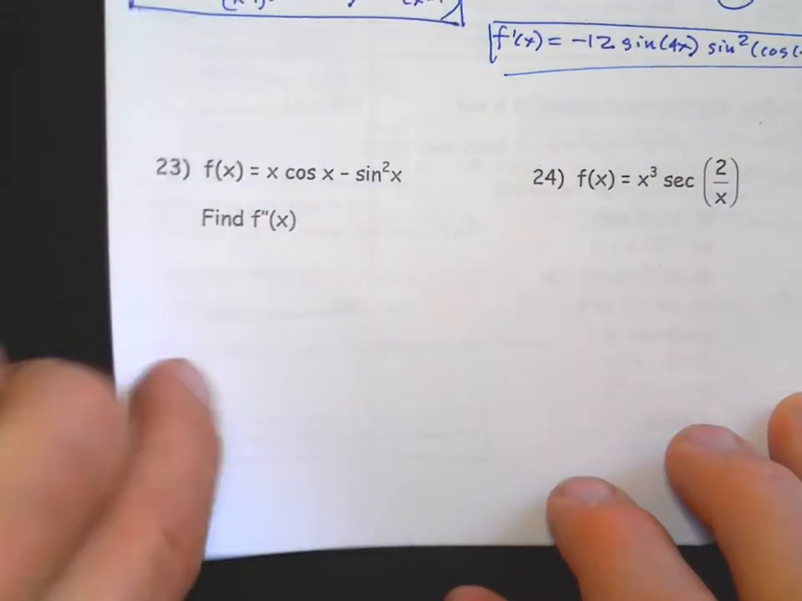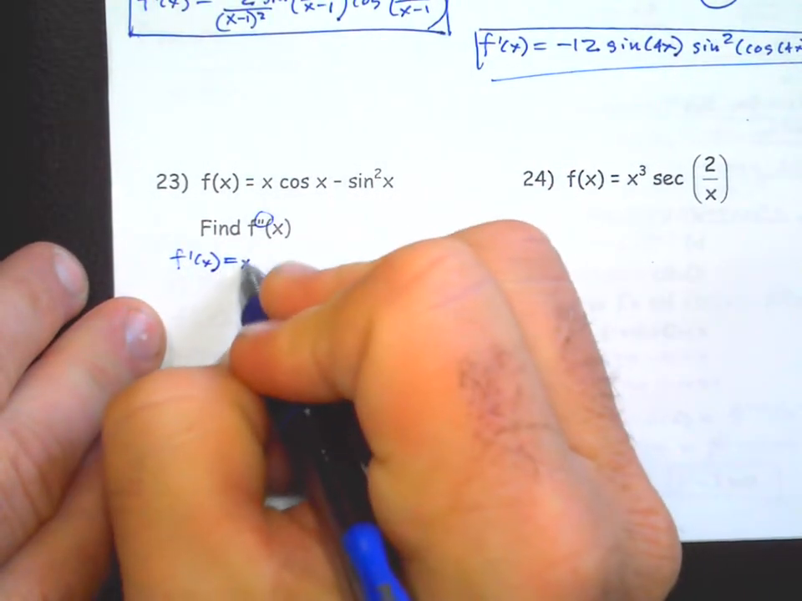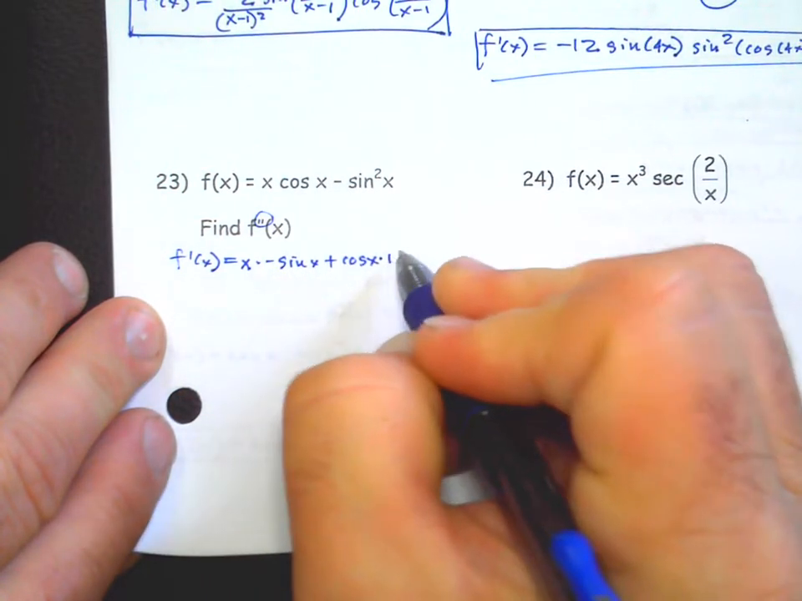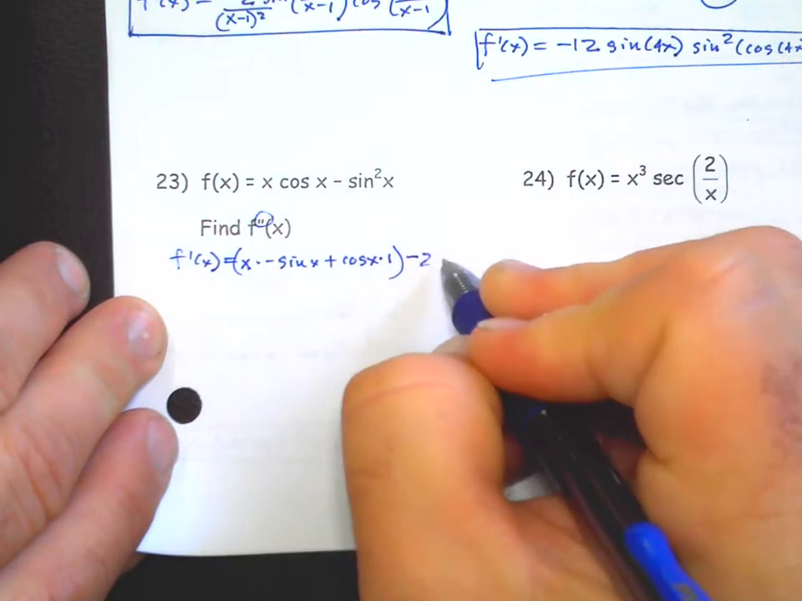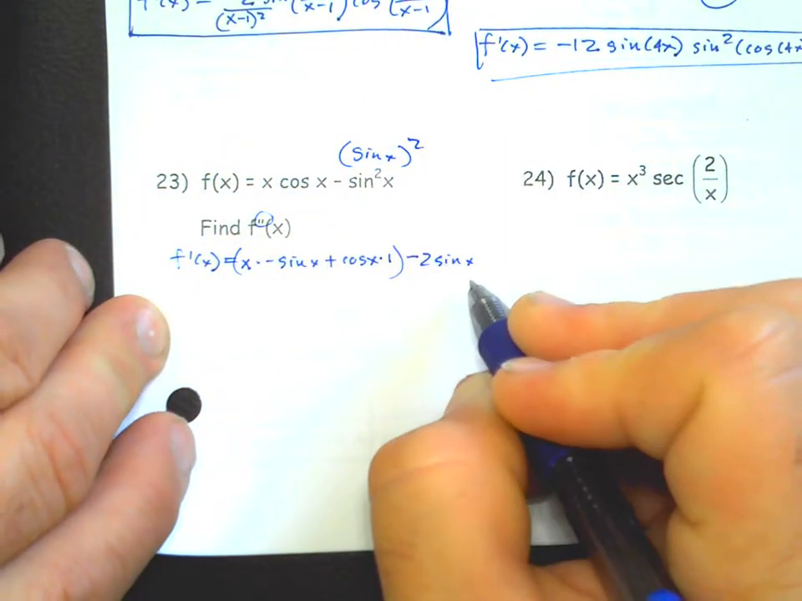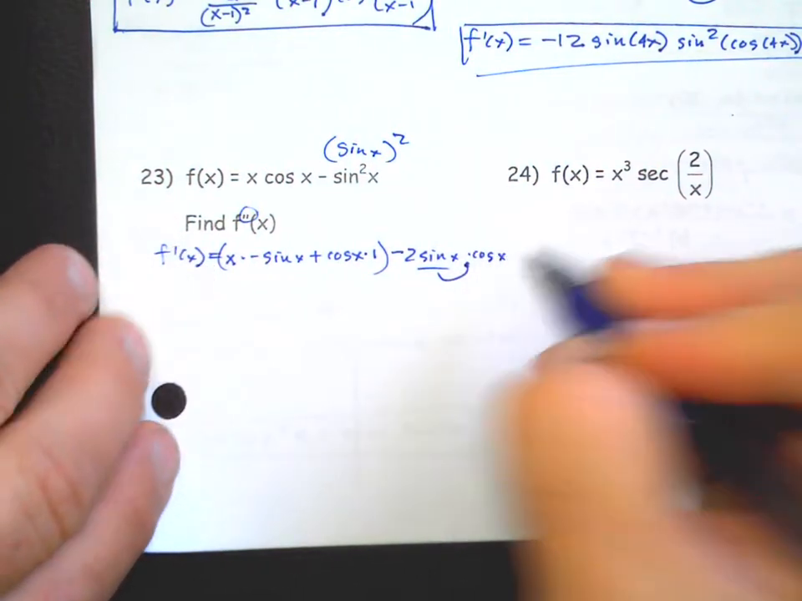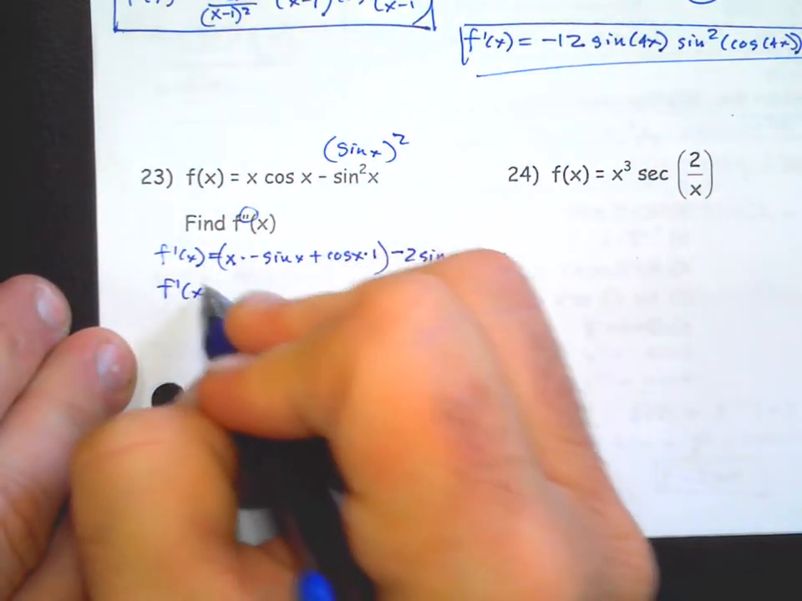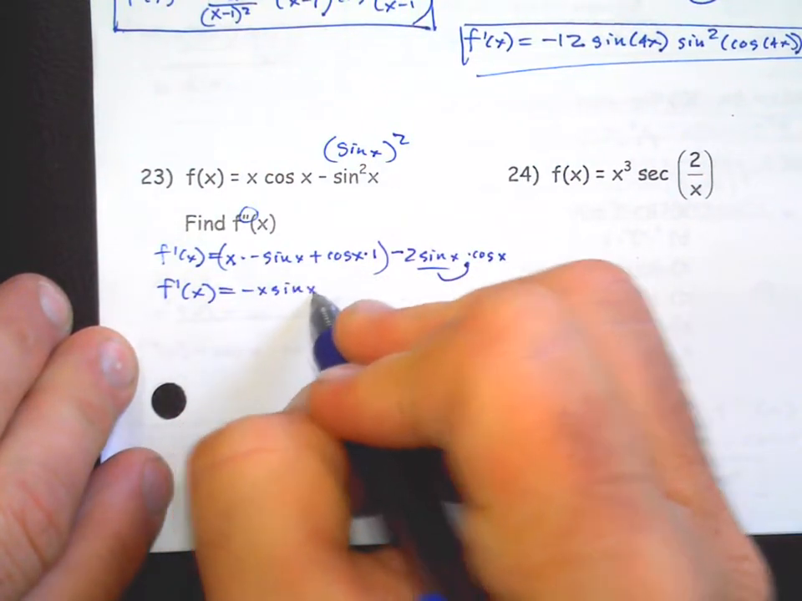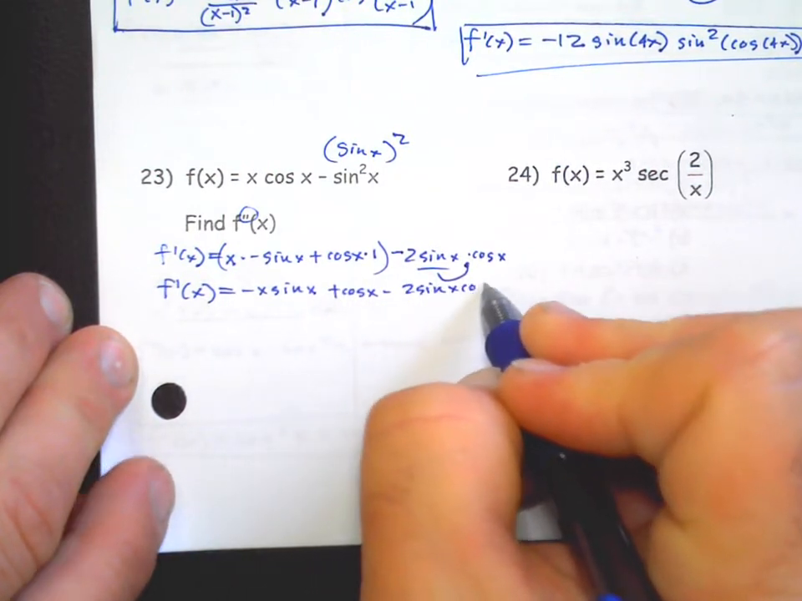Okay, 23, find the second derivative. So the first derivative is going to be a product rule. x times derivative of cosine is negative sine, plus cosine times derivative of x is 1, minus 2 sine. Remember, this is sine x squared. So you do the derivative first of the power rule, and then derivative of what's inside is cosine. So we could maybe try and clean this up. Negative x sine x plus cosine x minus 2 sine x cosine x. That's the best we can do.